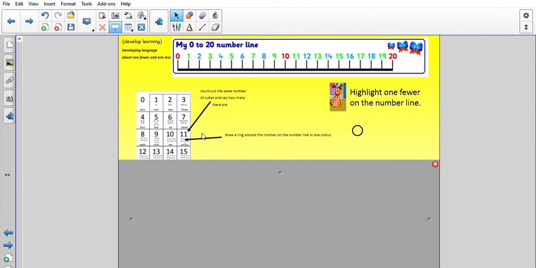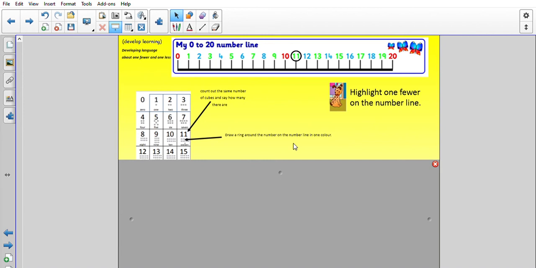Welcome back. Right, now we've used our cubes or our objects. Now we're going to go back to our number line and see if we can find 1 fewer on our number line. Now look, I've chosen number 11 again over here. So first job, I need to find number 11 on my number line. Now 11 is slightly bigger than 10 because it's 10 and 1 more. So there's 10, so there's number 11. Good, so I found number 11.